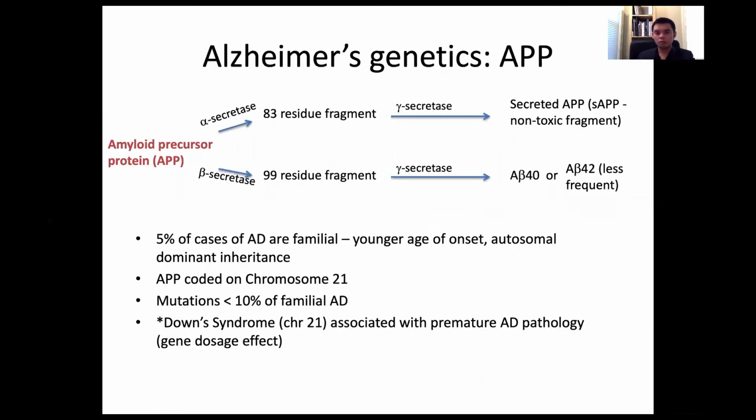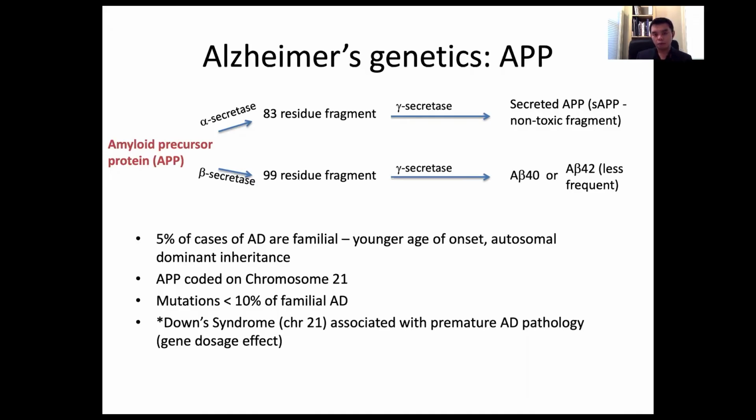So let's talk a little bit about genetics in Alzheimer's disease. The first thing we'll talk about is the amyloid precursor protein gene. And if you remember from our diagram, this eventually leads to A beta 40 and more notably in this case, A beta 42. Only a very small percentage of Alzheimer's disease is familial. And when we say familial, we're really referring to an autosomal dominant form where the age of onset is younger, often in the 40s as opposed to the 80s, like we've been talking about.